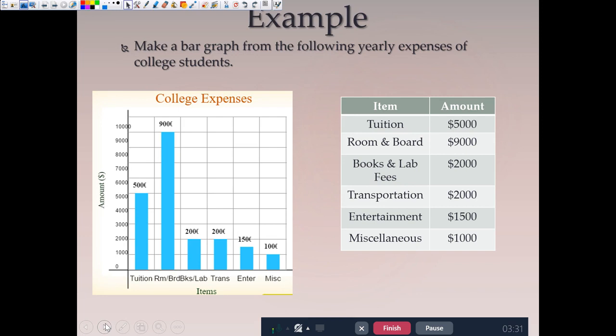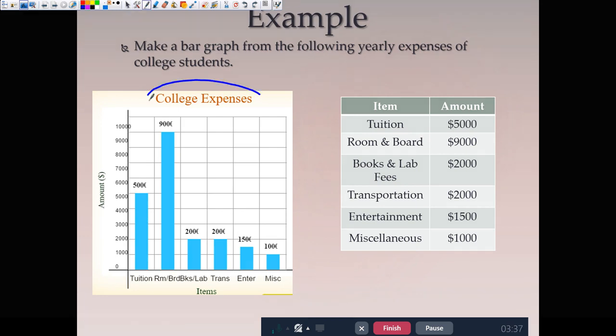All right, so you guys are going to draw this. I'm going to zoom in a little bit. So we have our title, which is college expenses. We labeled our axes. And then we start at 0, and we're going up by 1,000. Then you can abbreviate down here, like tuition, you can put TU, and then RB/B, and then B/L, then trans, and enter, then miscellaneous.